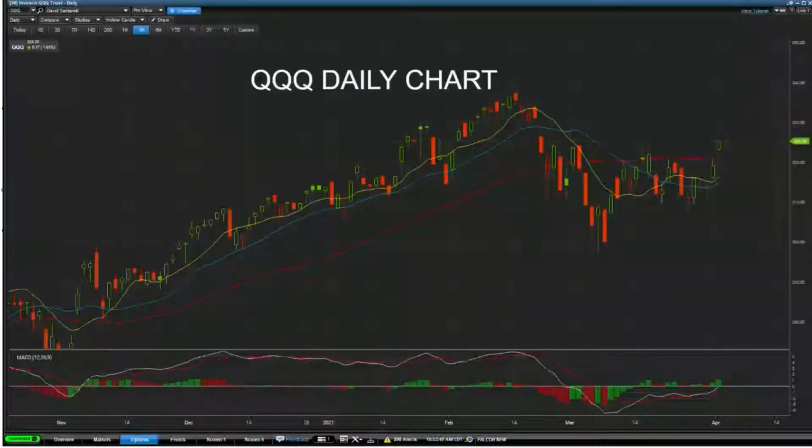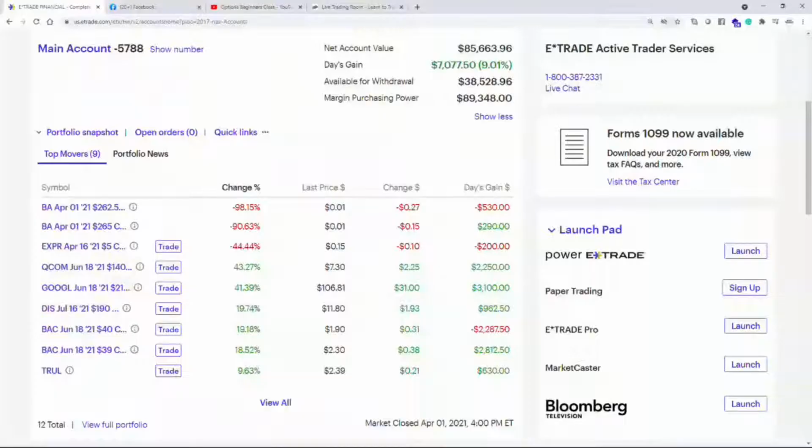First off, let me show you guys something here. So here is what we did on Friday. On Friday, we picked up some Google, we picked up some Qualcomm, we had some nice gain. We're up $7,000 on Friday alone. That was a nice gain there.